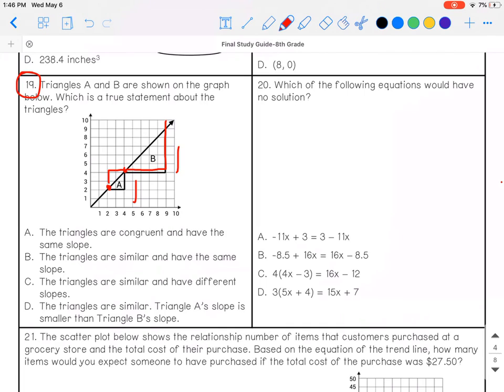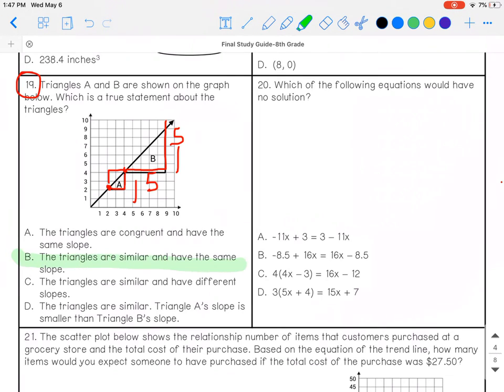Now for a triangle to be congruent, that would mean that the side lengths are the same. In A, our side lengths are 2 and 2. In B, our side lengths are 5 and 5. So those are not necessarily congruent. Instead of congruent, we can say that these are similar triangles because they have the same slope. However, they do not have the same lengths of sides, so they would be similar. So our correct answer for number 19 is going to be B.